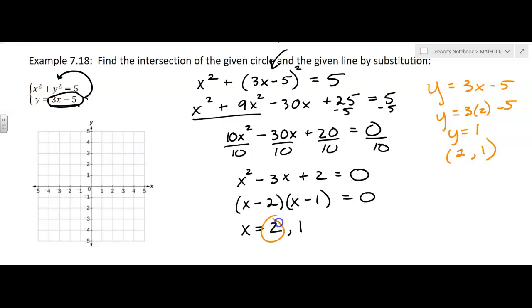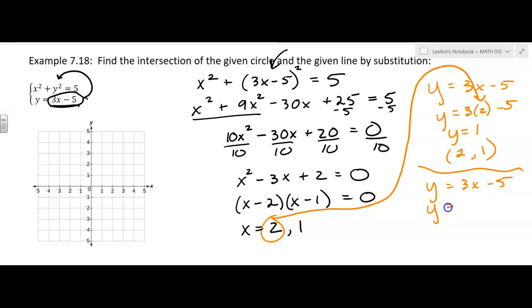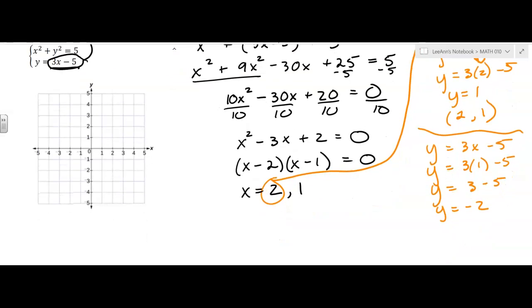Now how do I know the 2? That's what I plugged in right there. Okay, so that's one of them. And for the other one, y equals 3x minus 5, but this time we're going to put in the 1. And we get y equals 3 minus 5, or y equals negative 2. So the other ordered pair is going to be (1, negative 2).